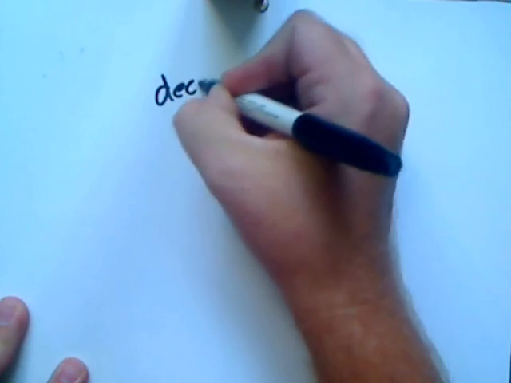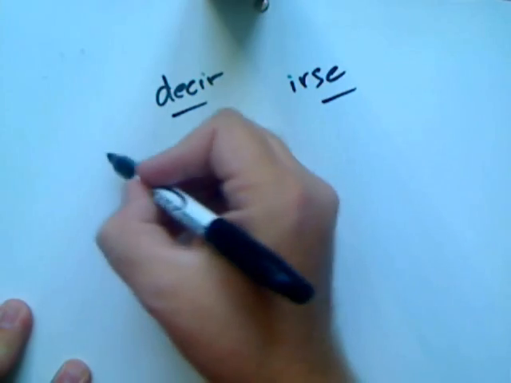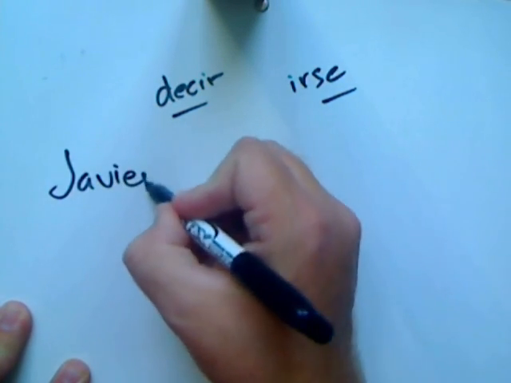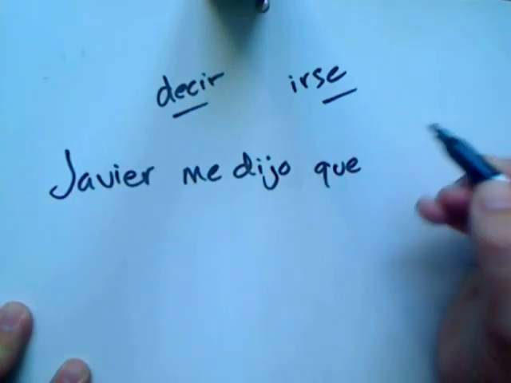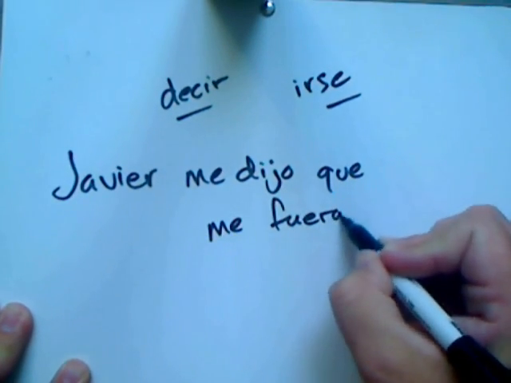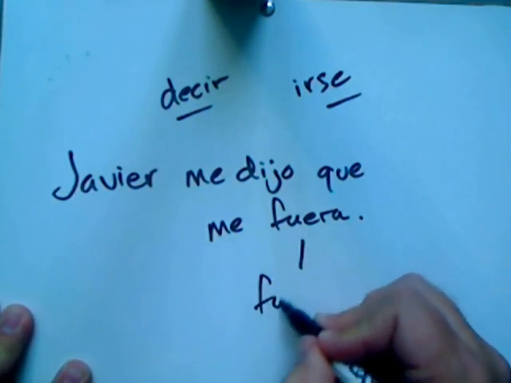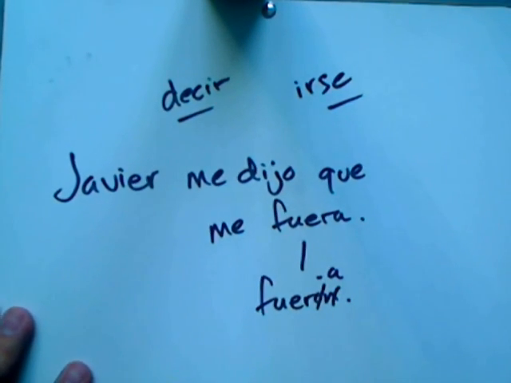Okay. Final example. Javier told me to leave. Two verbs. Decir, told me to leave. Irse. Okay. Javier me dijo, he told me, que, okay, me fuera. Again, that comes from fueron, removing that and adding the yo form ending. Javier me dijo que me fuera. Okay? All right.